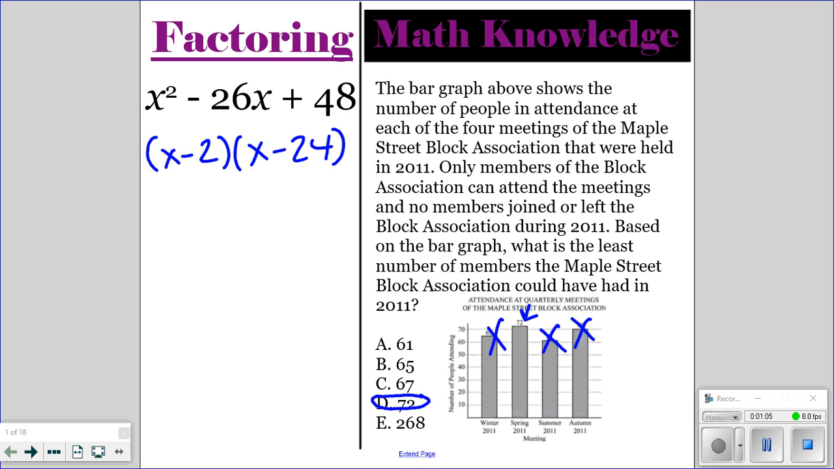You wouldn't want to pick 61 because another meeting had more than 61. Actually, 3 other meetings had more than 61. And then the 268, I believe that's just adding the 4 numbers together. It didn't say you only went to 1 meeting. Members went to any of those 4 meetings, and so the absolute least we could have would be 72. Now, how likely is it that all 72 members showed up at a meeting? Probably not very likely, but that is the absolute least number that you could have.